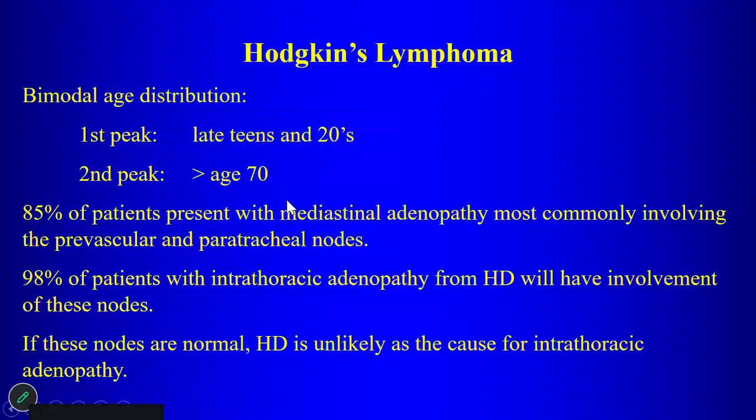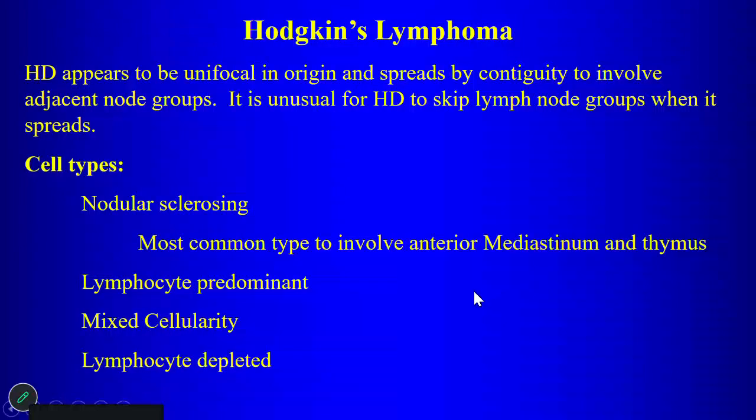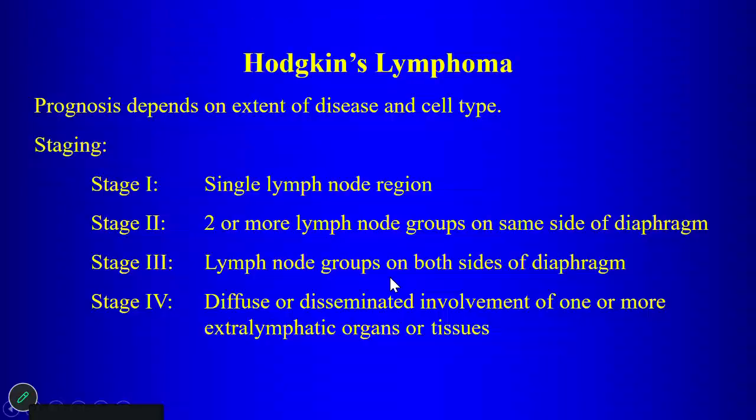Bimodal peak distribution, young people, older people. Most patients will have mediastinal adenopathy, most commonly involving these anterior mediastinal nodes. 98% of patients with intrathoracic lymphadenopathy from Hodgkin's disease will have involvement of those nodes, right? So that's a very typical appearance. It tends to spread by contiguity so that adjacent node groups may also be enlarged. Of the different cell types, nodular sclerosing is the most common to involve the anterior mediastinum and also the thymus.